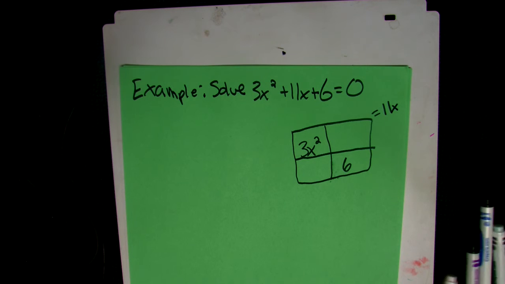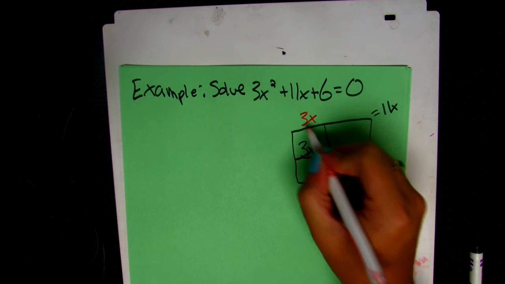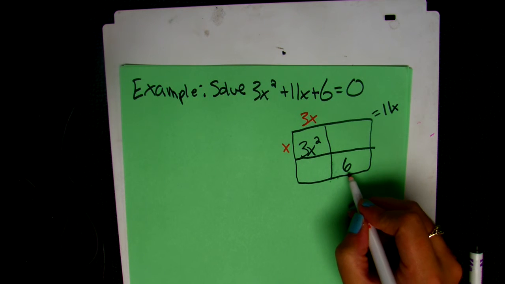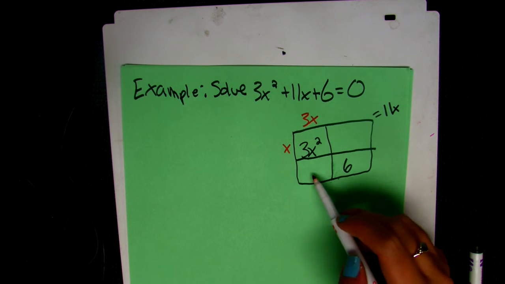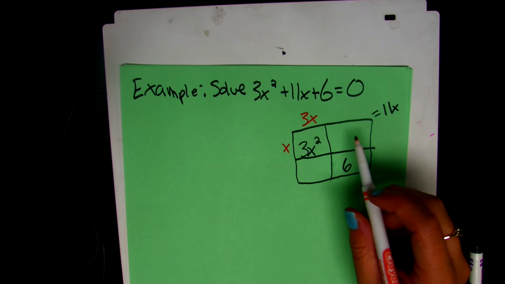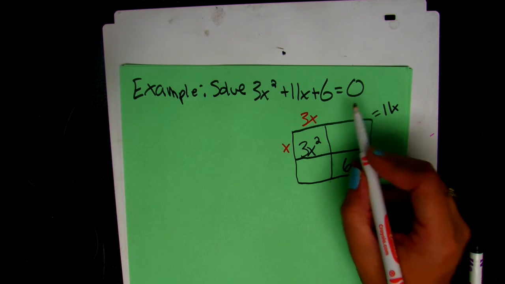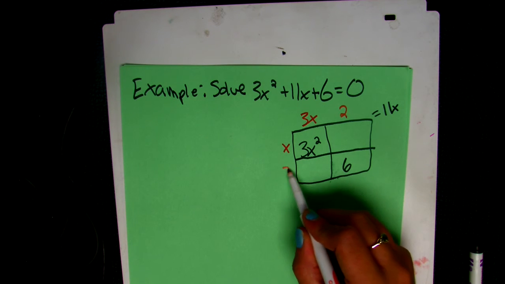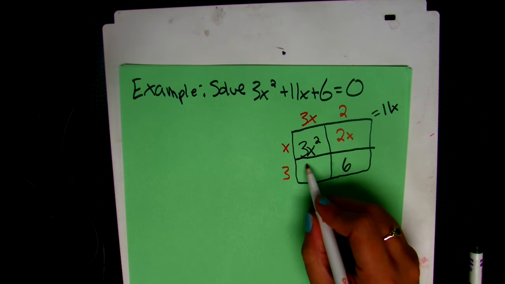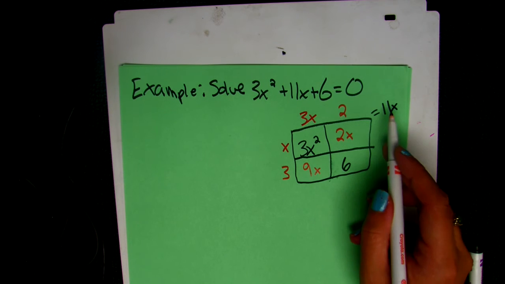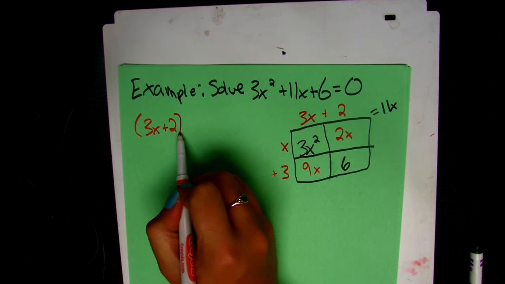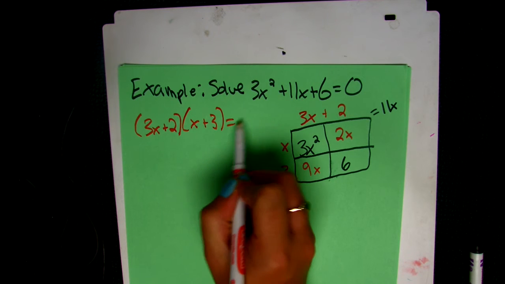We'll start with the easy part. This can be 3x and this can be x. I want two numbers that multiply together to get 6, but I need to remember to multiply one of them by 3, and then they need to add up to 11x. Let's try 2 and 3. So x times 2 is 2x, 3x times 3 is 9x, and 9x plus 2x is 11x, so that works. That means my two factors are 3x plus 2 and x plus 3, set equal to 0.